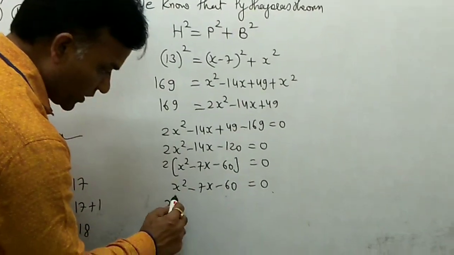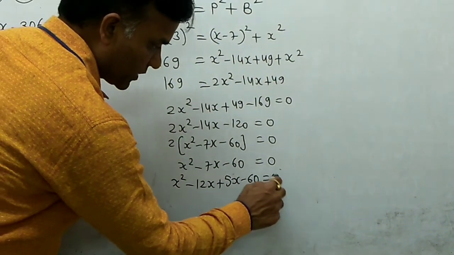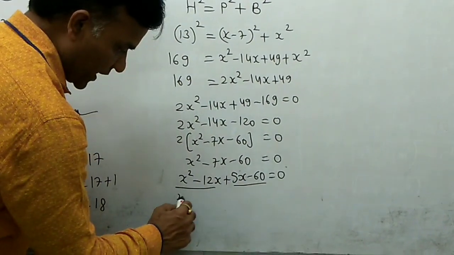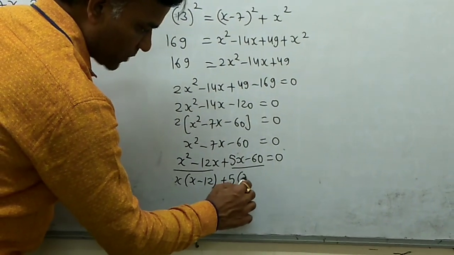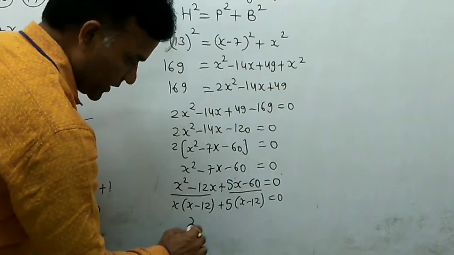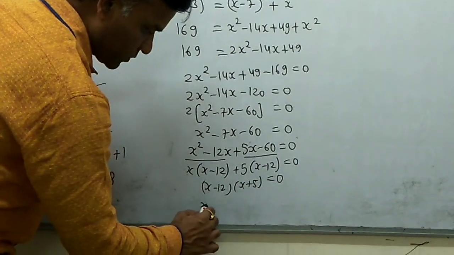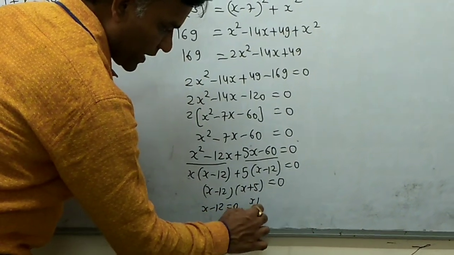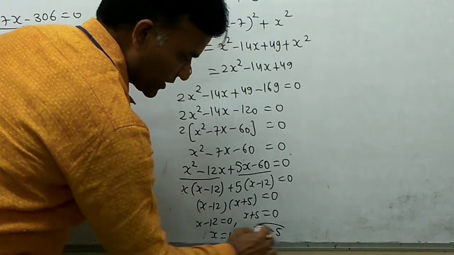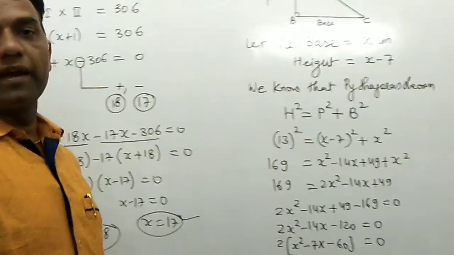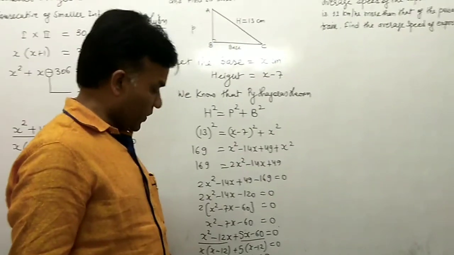So you write down the two factors: x square minus 12x plus 5x minus 60 equal to 0. Now again you have two pairs, you take x common in the first pair, so the remaining is x minus 12, and 5 that is x minus 12 again, equal to 0. So x minus 12 and x plus 5 equal to 0. So x minus 12 equal to 0, x plus 5 equal to 0. So you have x equal to 12 and x equal to minus 5, which is not possible because measurement is not negative, and now x equal to 12 and x is the base, so your base is 12 centimeter.